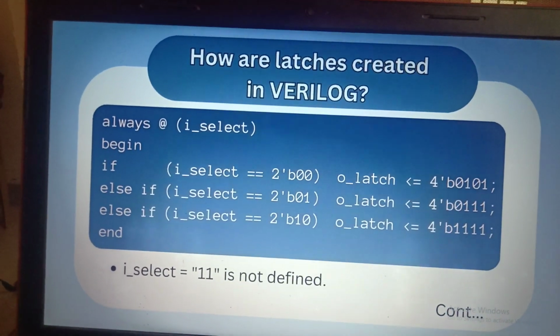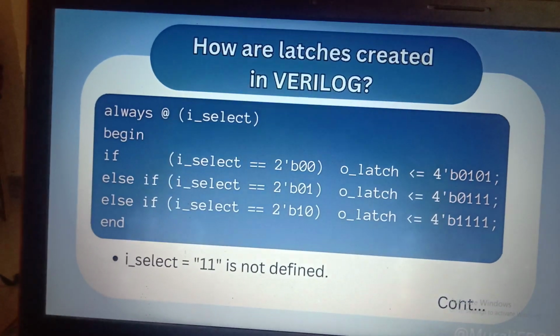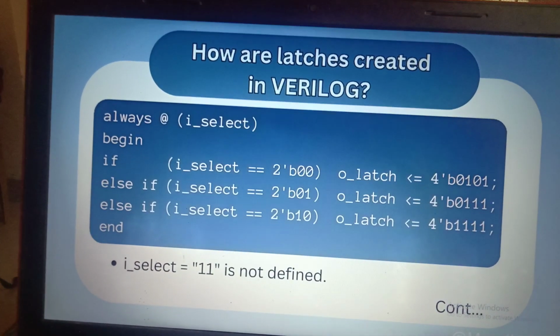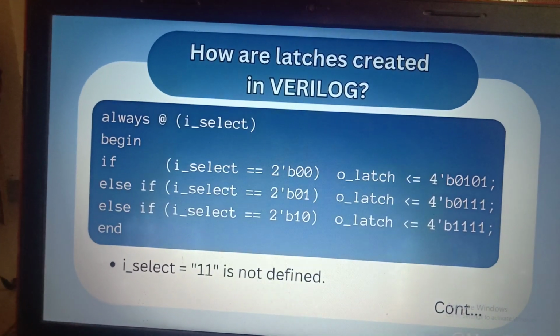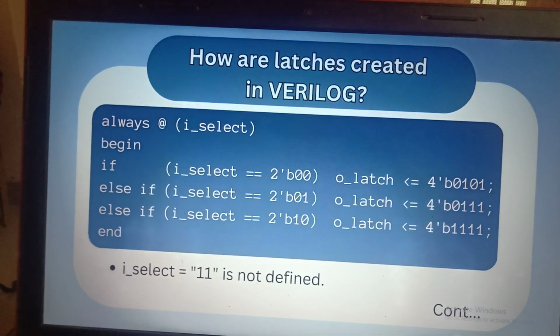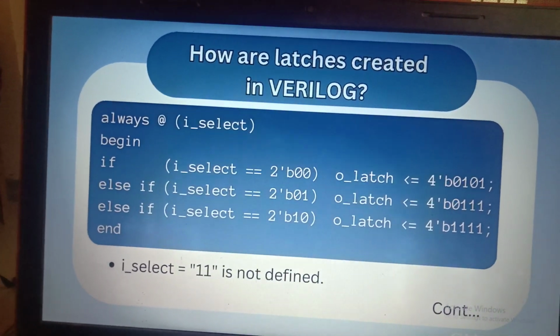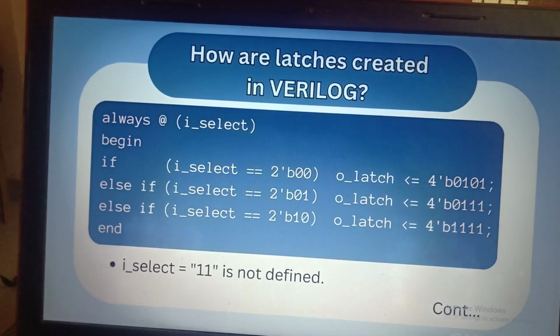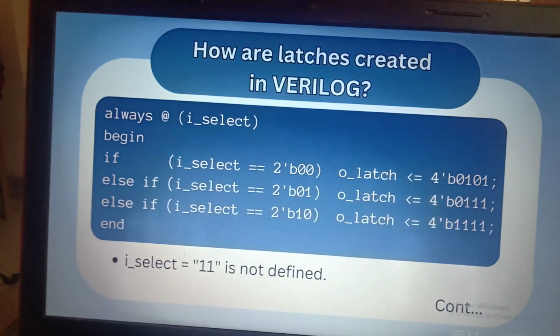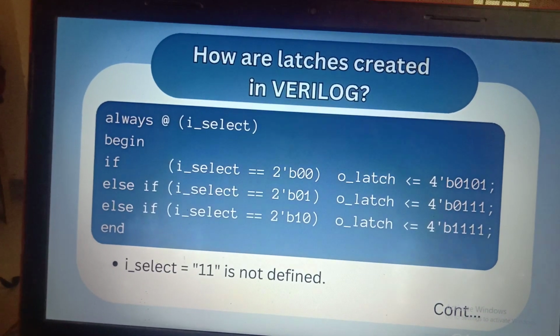So if the select line is 2'b00, the output latch is equal to 0101. If it is 01, then it is 0111. If it is 10, then 1111. But the select line value 11 is not defined.